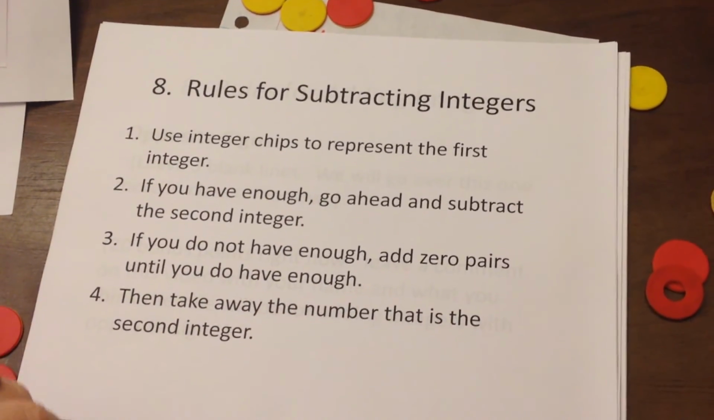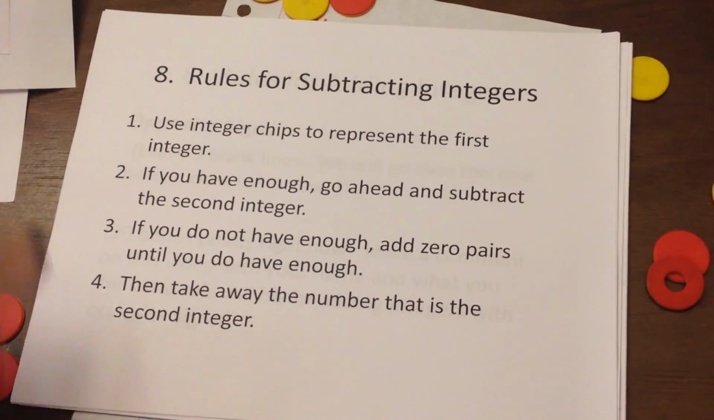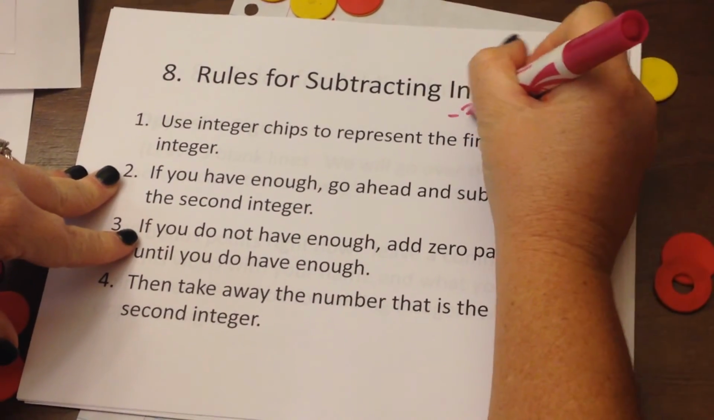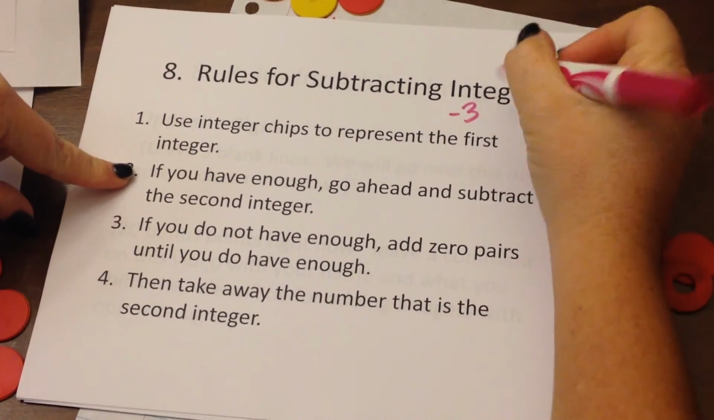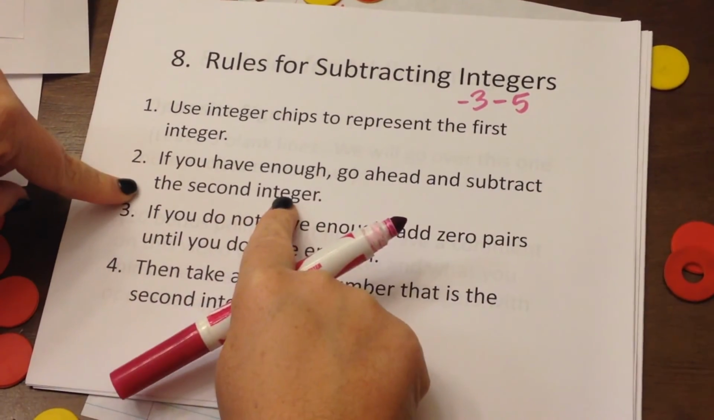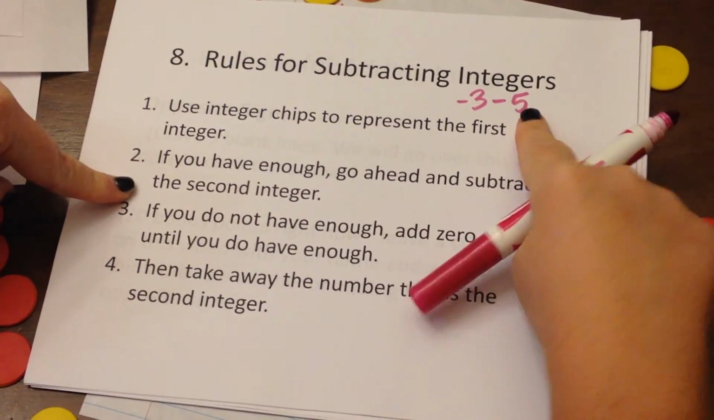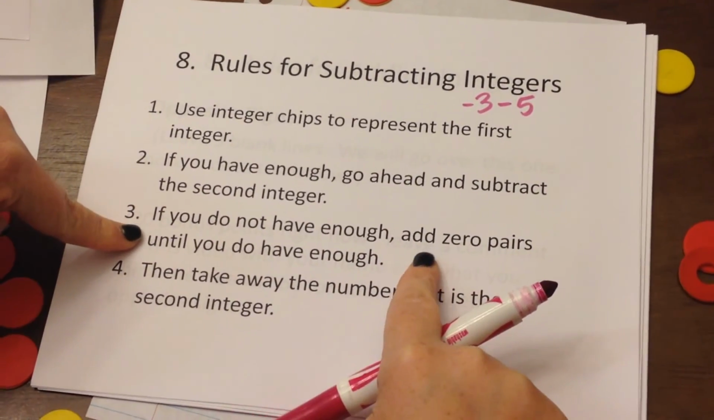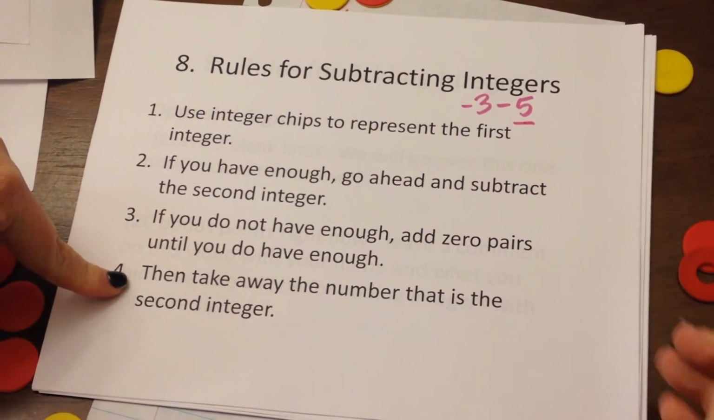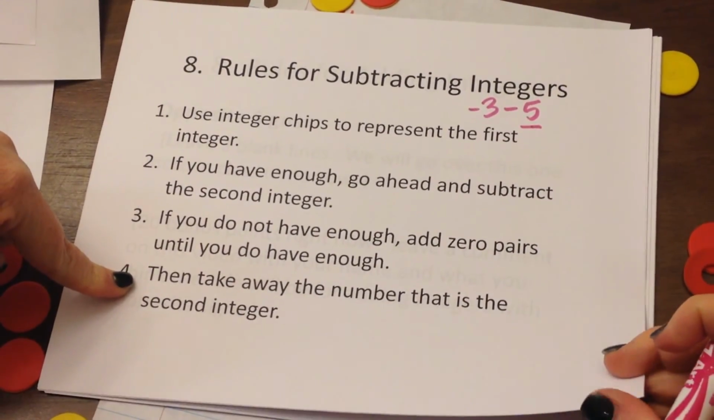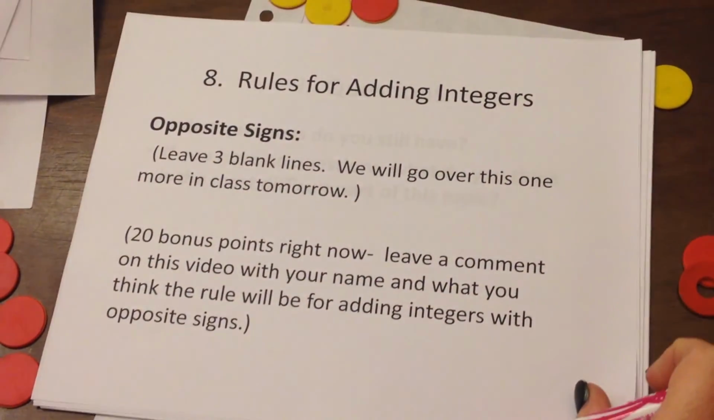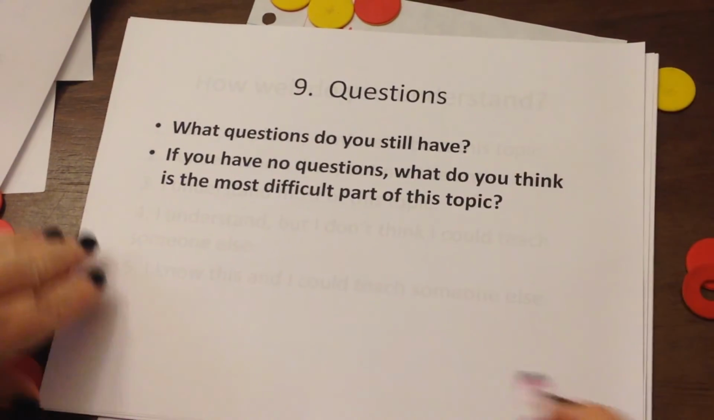Okay, now that you've practiced 3, let's write down our rules. Let's formalize them a little bit. You use your integer chips to represent the first integer. So if you had a -3, you put 3 negative chips. Now if your second number was 5, if you have enough, go ahead and subtract the second integer. Well, that would be 5 positive, so there are not enough. So if you do not have enough, you add 0 pairs until you do. Then you just take away the number that is right there. Just take away that many. Write these down for number 8 in your journal. Oh, wrong page. Okay, number 9.